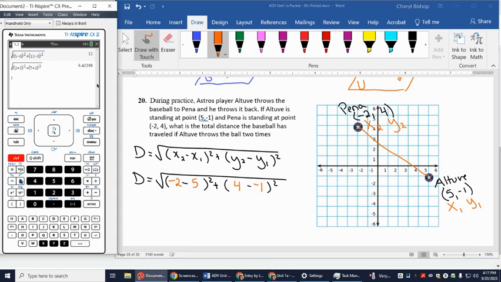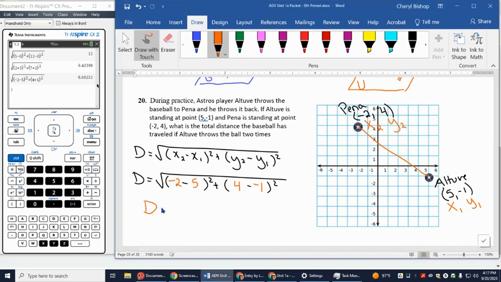Okay, put that in the calculator. Square root of, parentheses, negative, make sure you use the negative, 2 minus, use the minus, 5, close parentheses squared, plus parentheses 4, I'm going to do plus instead of minus and negative 1, close parentheses squared. Is this my distance? 8.60233. That's how far it is from Altuve to Pena.